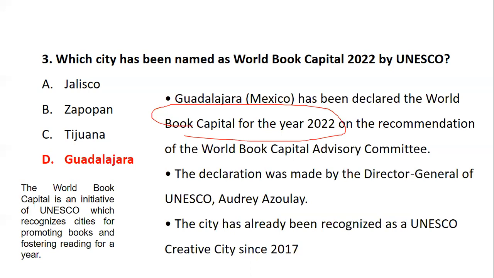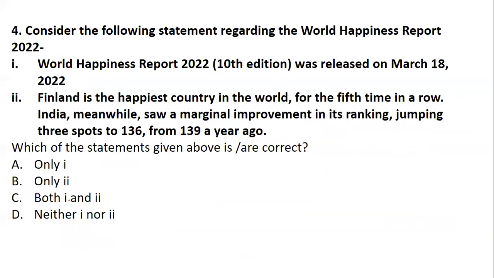Coming next, consider the statements regarding the World Happiness Report. The 10th edition of the World Happiness Report was released on March 18. Finland is the happiest country for the fifth time in a row. India saw a marginal improvement in its ranking, jumping 3 spots, from 139 to 136. Which of the following statements with respect to the World Happiness Report is right? Only statement 1, only statement 2, both 1 and 2, or neither 1 nor 2?